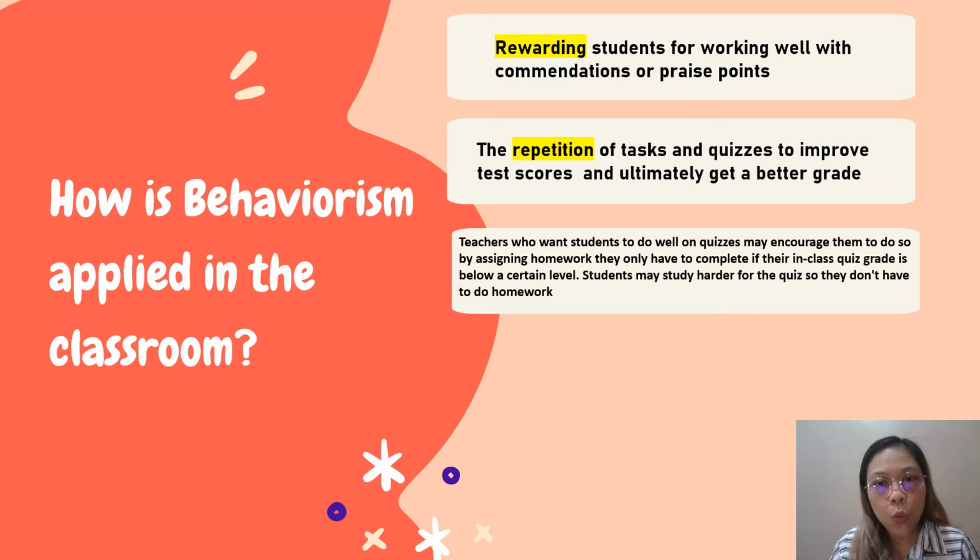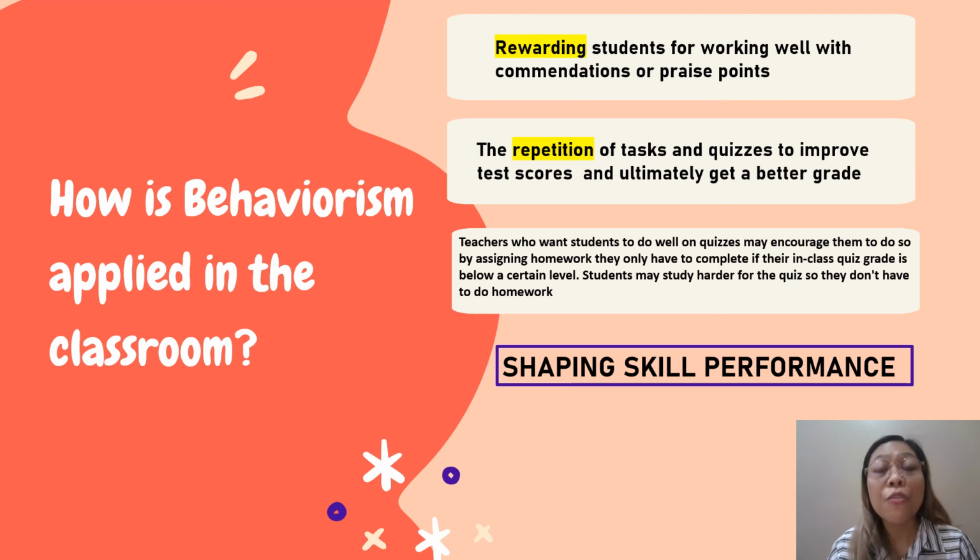Teachers who want students to do well on quizzes may encourage them to do so by assigning homework they only have to complete if their in-class quiz grade is below a certain level. Now, students may study harder for the quiz so they don't have to do homework. All of these examples are focused on shaping skill performance, and these are being widely used by teachers since time immemorial, since it clearly defines and measures changes in behavior.